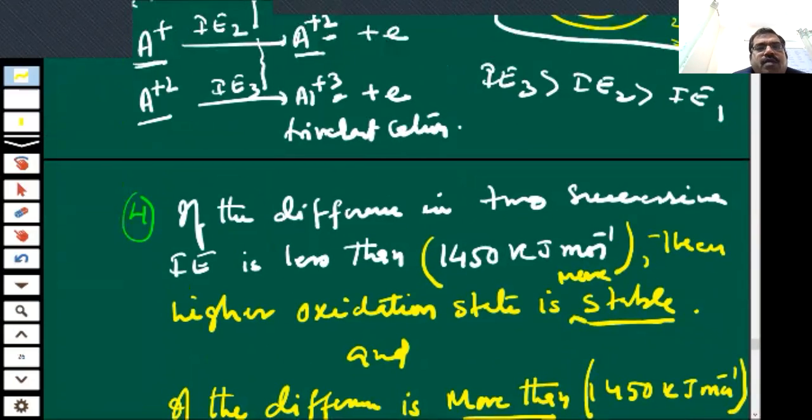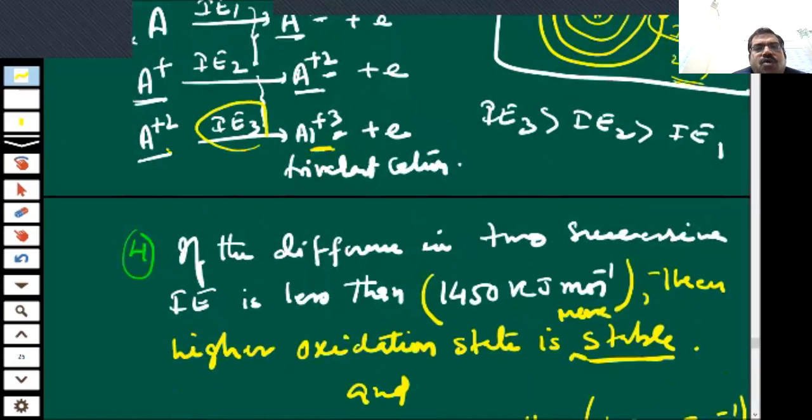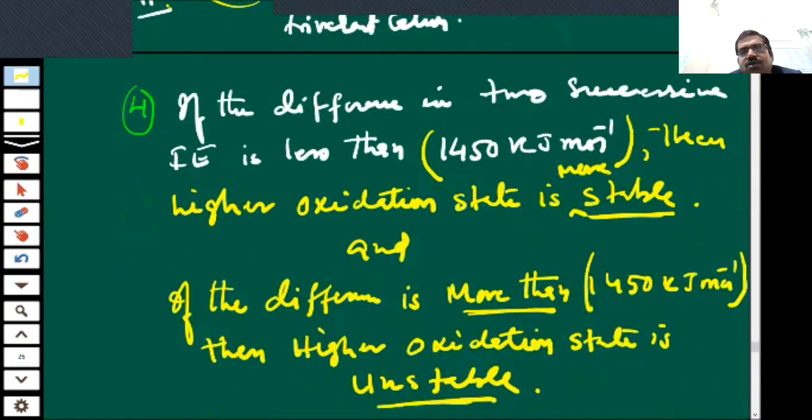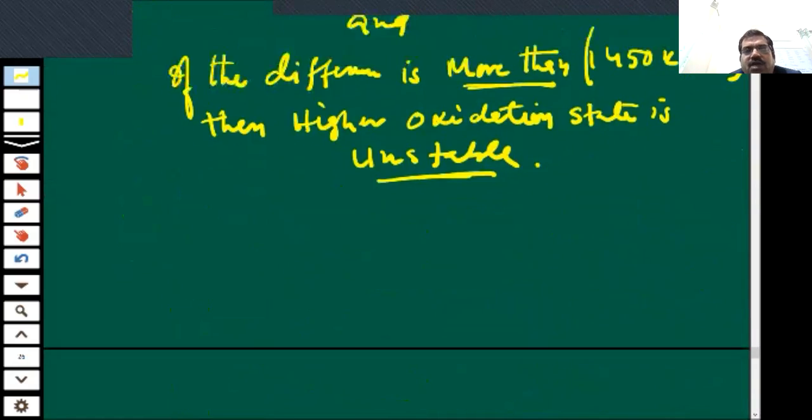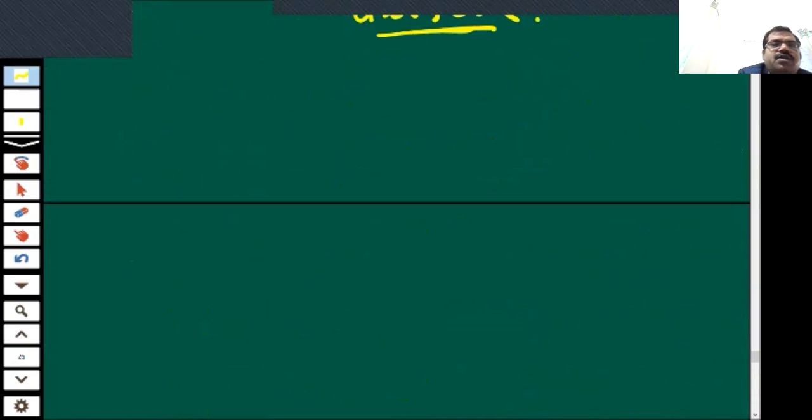So if we require more energy, it means this particle doesn't want to go to this position. If the energy required is more, it means this is stable and this is unstable. So I will give you one example. Try to learn with example.